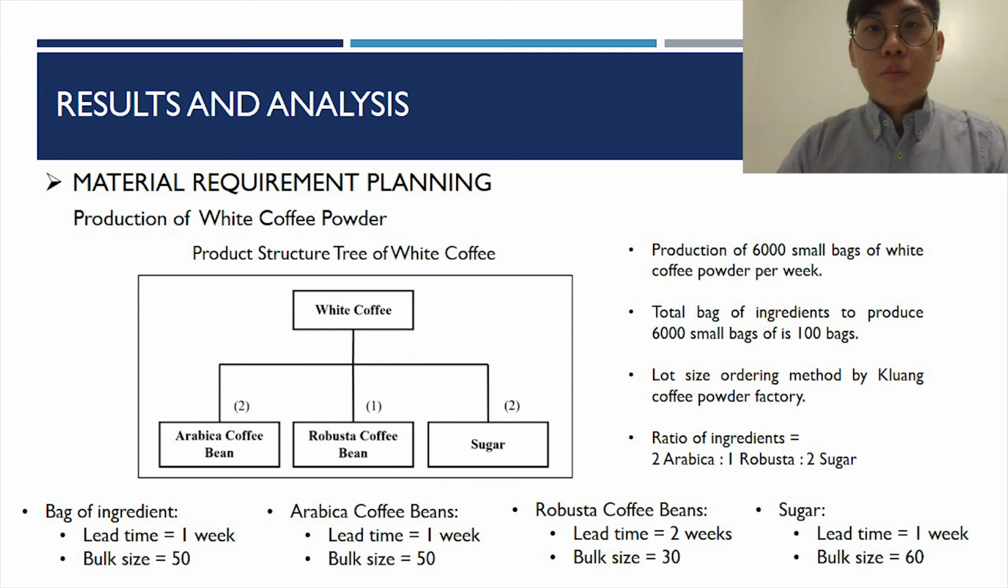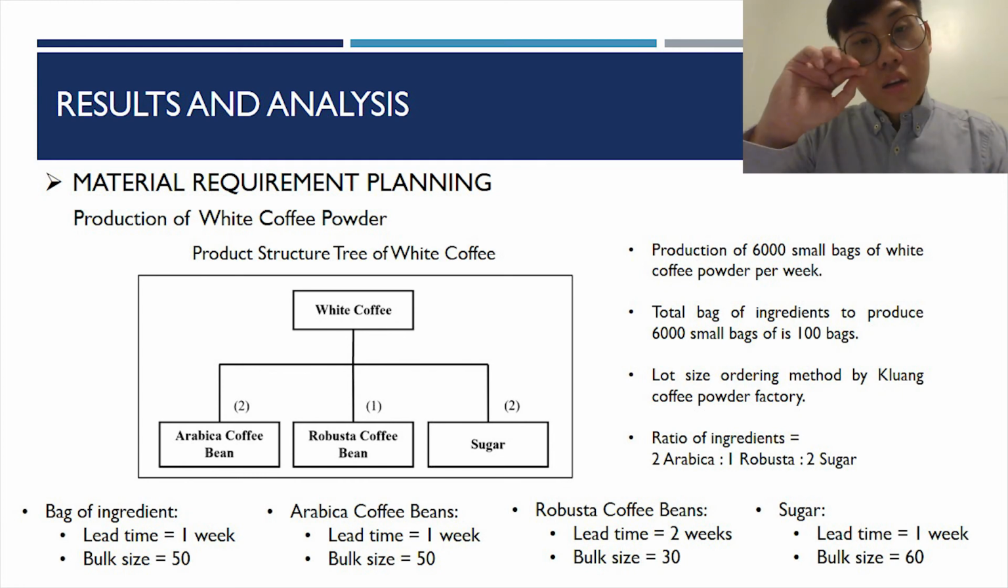As mentioned by my friend, the daily production of the KLUANG coffee powder factory is 1,200. So for the working days of 5 days, the total production will be 6,000. In order to produce 6,000 small bags of white coffee, the total bags of ingredient required is 100 bags. For the material requirement planning, the KLUANG coffee powder factory is implementing the lot size ordering method.